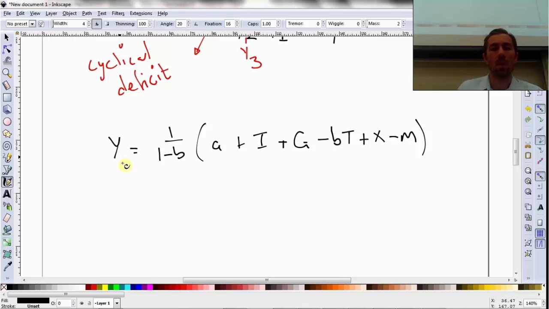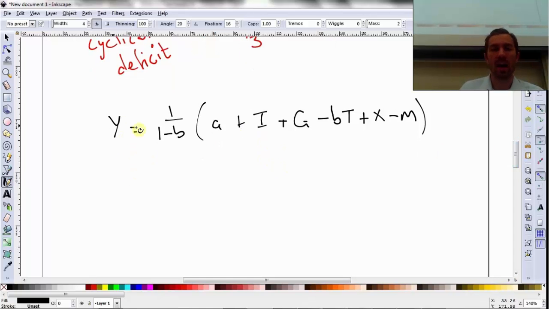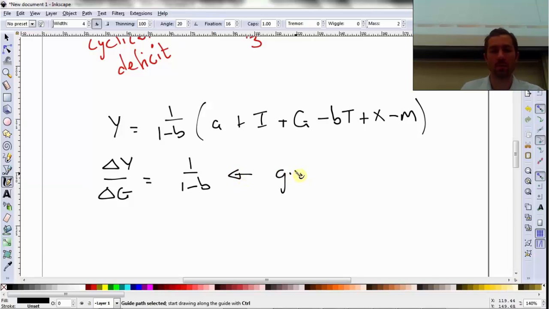So what then is the government spending multiplier? The government spending multiplier would be the following. How does output change when government spending changes? What is the government spending multiplier? 1 over 1 minus b. Yep. So this is the government spending multiplier.